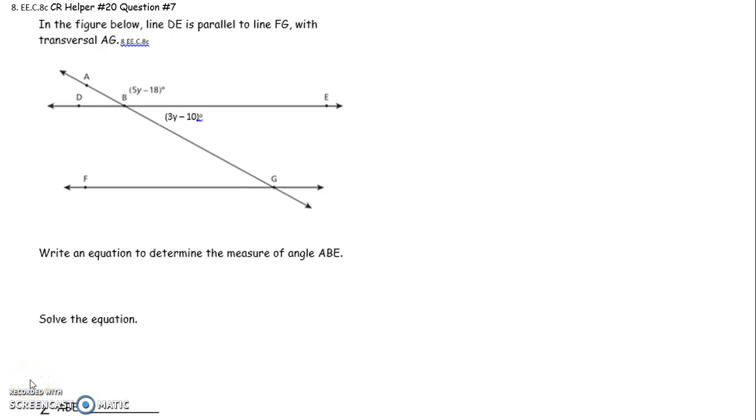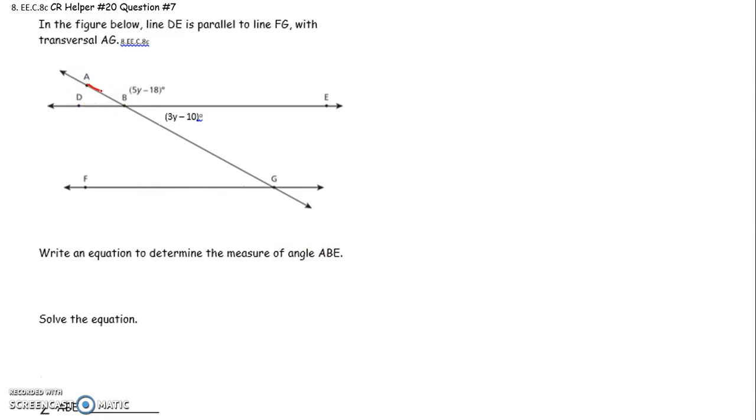Eighth graders, this is to help you with question 7 on CR20. It says, in the figure below, line DE is parallel to line FG with the transversal AG. Okay, so this line is parallel to this line, and this is the transversal. That's all they're telling you. Write an equation to determine the measure of angle ABE.